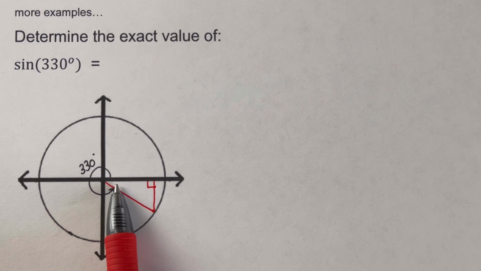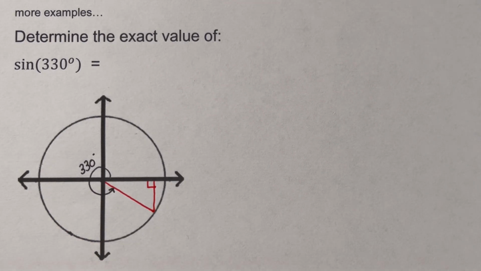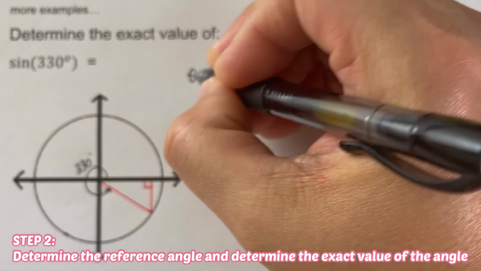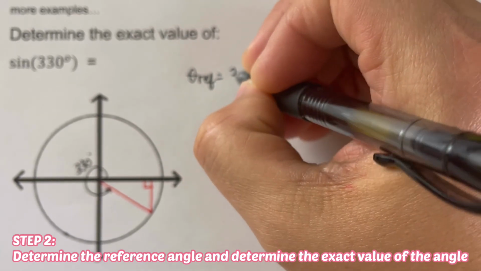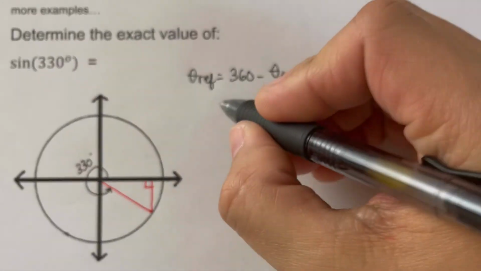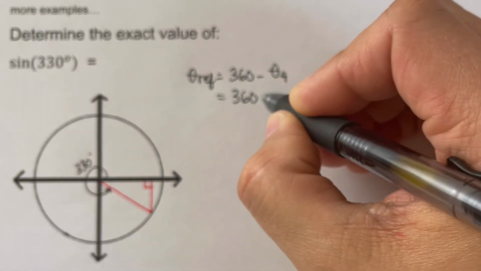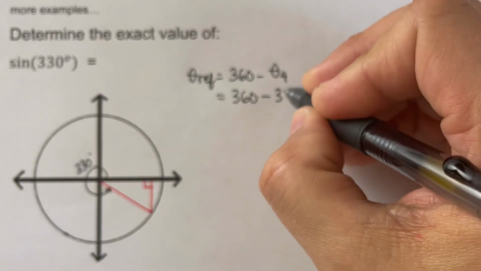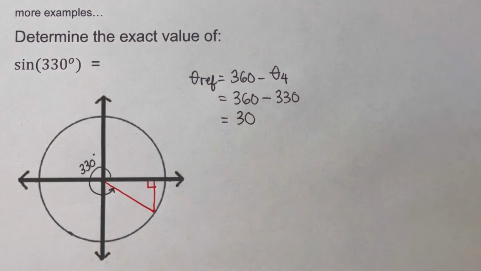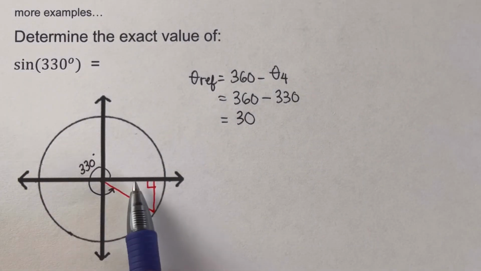So we determine this angle right here by moving on to the second step. The second step tells us that we are supposed to determine the reference angle and determine the exact value of the angle that we're looking for. So since this is on the fourth quadrant, our reference angle is actually equal to 360 minus the given angle on the fourth quadrant. So that is 360 minus the given angle, 330, which means that our reference angle is 30. And that makes sense because one full circle is 360.